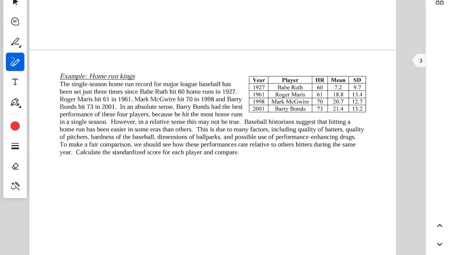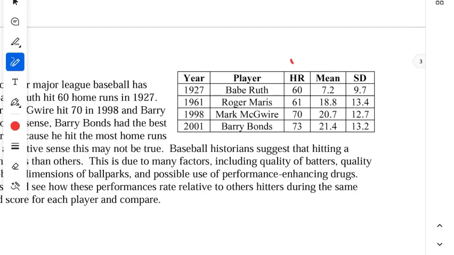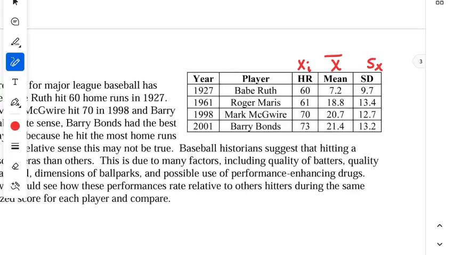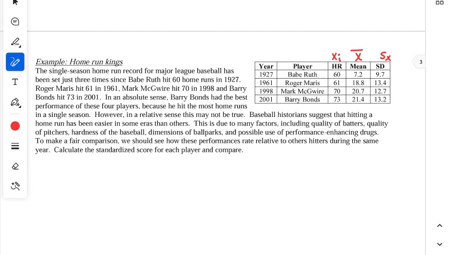Okay, so we are looking at baseball players who have just been pretty amazing. There's just kind of our world record home runs. So we have different players, we have different years, but what we need to do is compare them. So our home runs is going to be our xi, and then we have our mean, then we have our standard deviation. So let's go ahead and label our table. So we need to find each Z-score, so the standardized score, and then we need to compare.